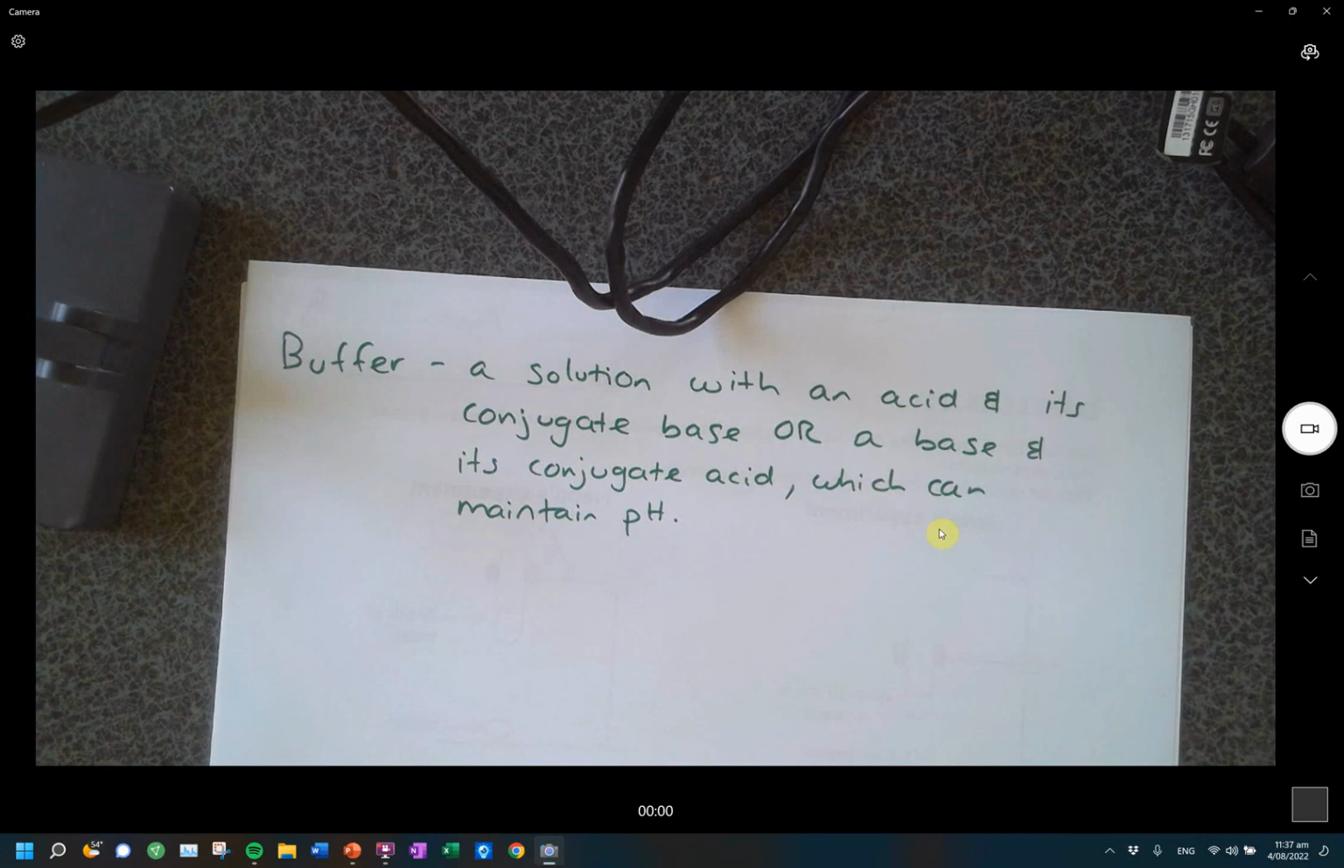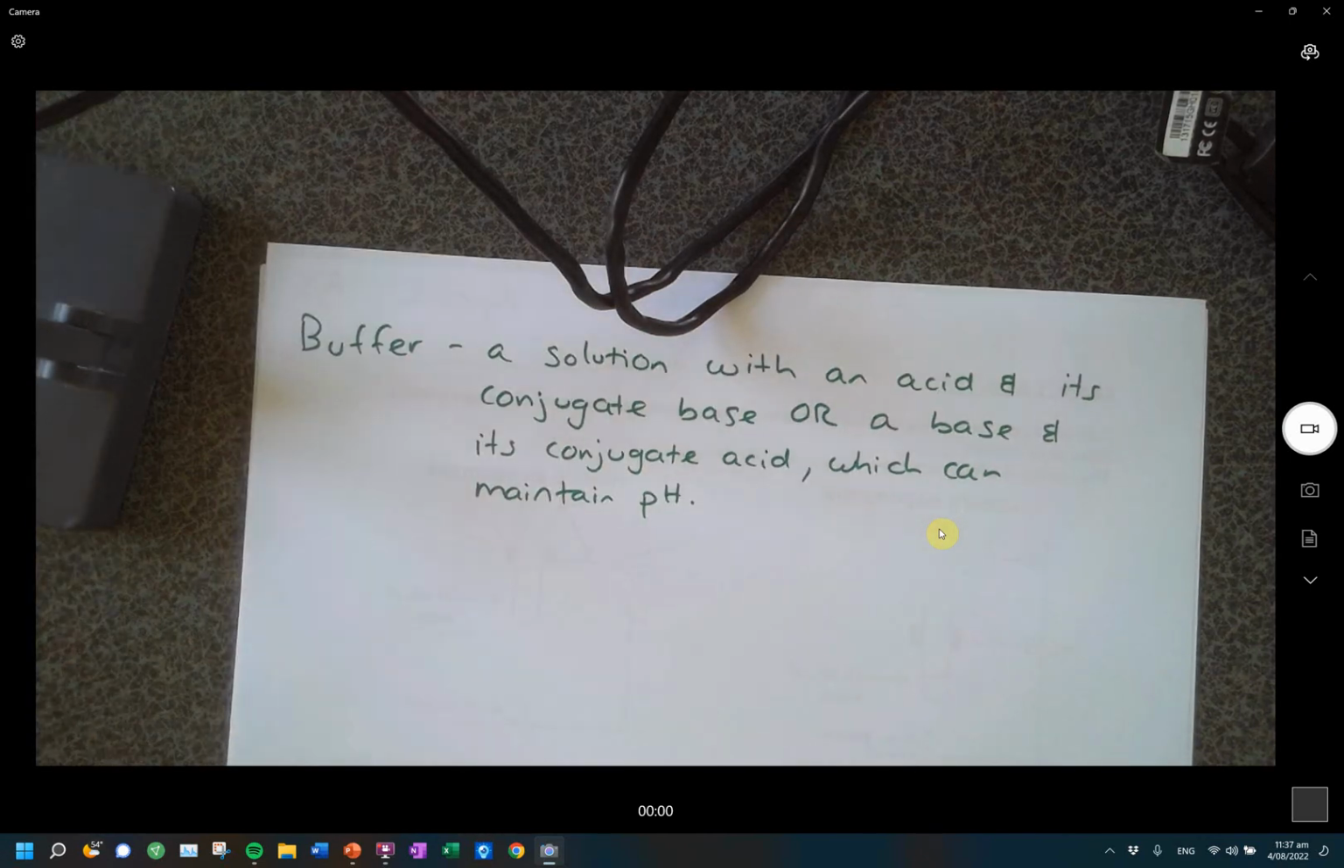So basically what that means is that if I have a solution that is a buffer, I can add some acid to it and the pH won't change. I can add some base to it and the pH won't change that much. I'll switch back quickly to the PowerPoint because I had a good image in there to see what buffers do.